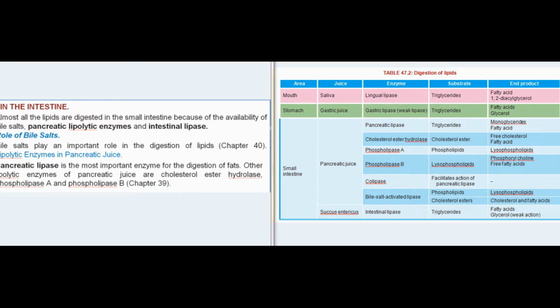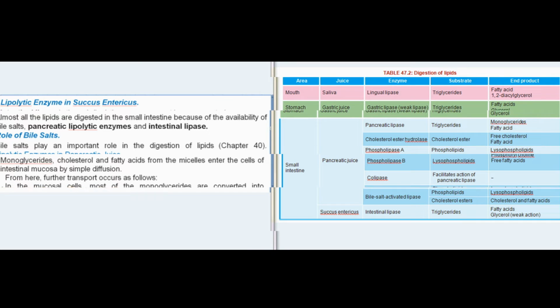In the intestine. Almost all the lipids are digested in the small intestine because of the availability of bile salts, pancreatic lipolytic enzymes and intestinal lipase. Role of bile salts. Bile salts play an important role in the digestion of lipids, Chapter 40. Lipolytic enzymes in pancreatic juice. Pancreatic lipase is the most important enzyme for the digestion of fats. Other lipolytic enzymes of pancreatic juice are cholesterol ester hydrolase, phospholipase A and phospholipase B, Chapter 39.